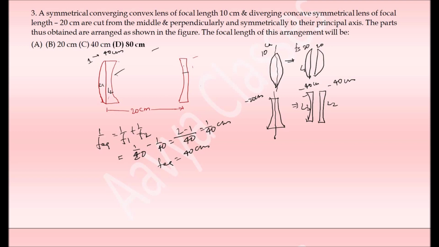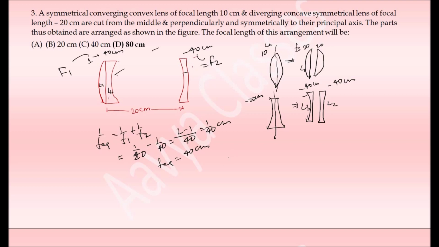Now if we see this unit 2, for this unit the focal length is minus 40 centimeters. So we call unit 1's focal length F1 and this one F2. Now we have to calculate the focal length of this combination.